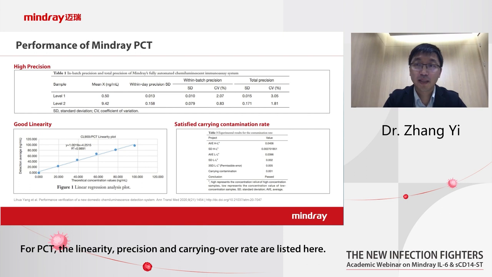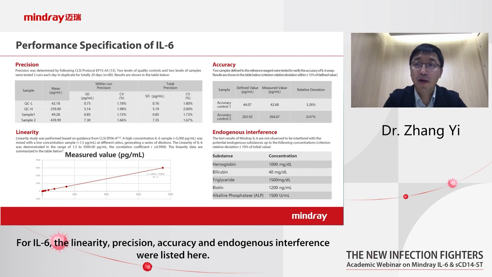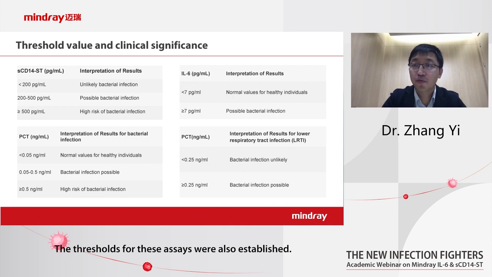For PCT, the linearity, precision, and carryover rate were listed here. The total precisions were 3.05% and 1.81% for level 1 and level 2 serum samples, respectively. For IL-6, the linearity, precision, accuracy, and endogenous interference were listed here. The total precisions were 1.8%, 2%, 1.73%, and 1.67% for samples at those four different concentrations, respectively. The thresholds for these assays were also established.